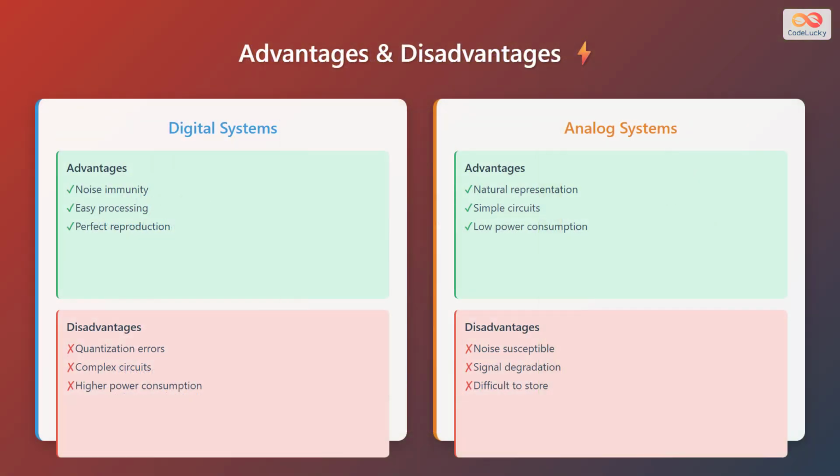Let's analyze the advantages and disadvantages of digital and analog systems. Digital systems offer noise immunity, making them robust against interference. They provide ease of processing and allow for perfect reproduction of data. However, they may suffer from quantization errors, require complex circuits, and consume higher power. Analog systems, on the other hand, offer a natural representation of signals, simple circuits, and low power consumption. However, they are susceptible to noise, experience signal degradation, and are difficult to store.